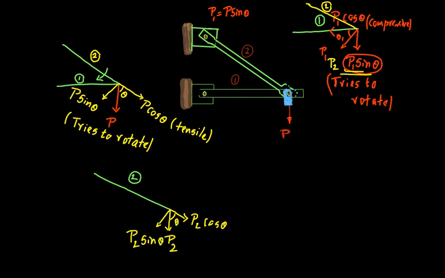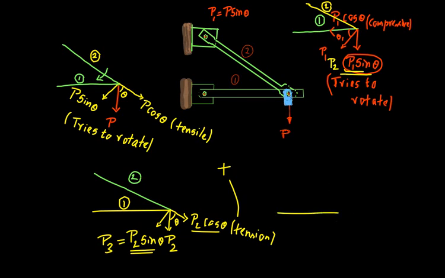Now, what do you think the horizontal component is going to do? Well, it produces tension. So on top of this tension, which is already there, you're going to add this tension. And what do you think is going to happen to P2 sin theta? I will call this P3. It tries to rotate member 2, but the rotation is prevented by member 1, which is present here. So P2 sin theta, now called P3, will be transmitted to member 1.